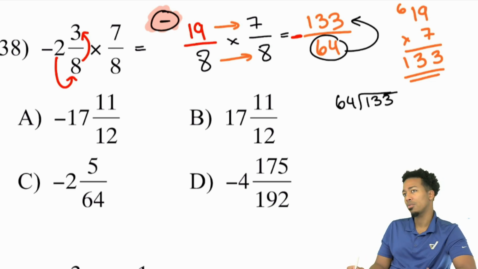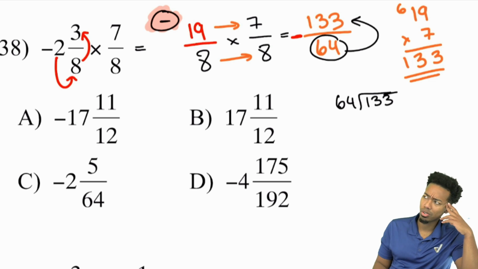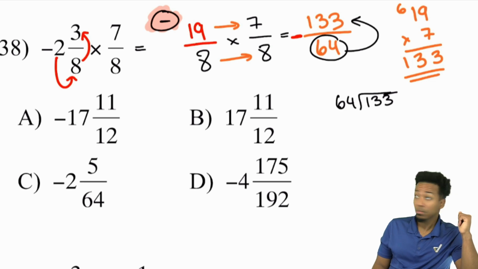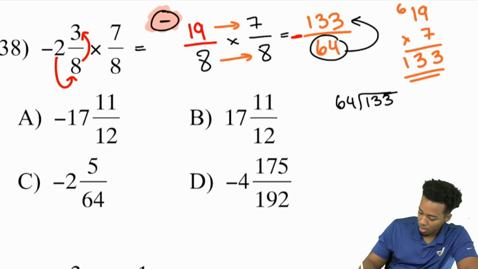And you know that 64 times 1 is just 64, but times 2: 60 times 2 is 120, 4 times 2 is 8, so 128. That would work. 128 is under 133, so that would be 2 here. Minus 128, you have a leftover of 5.